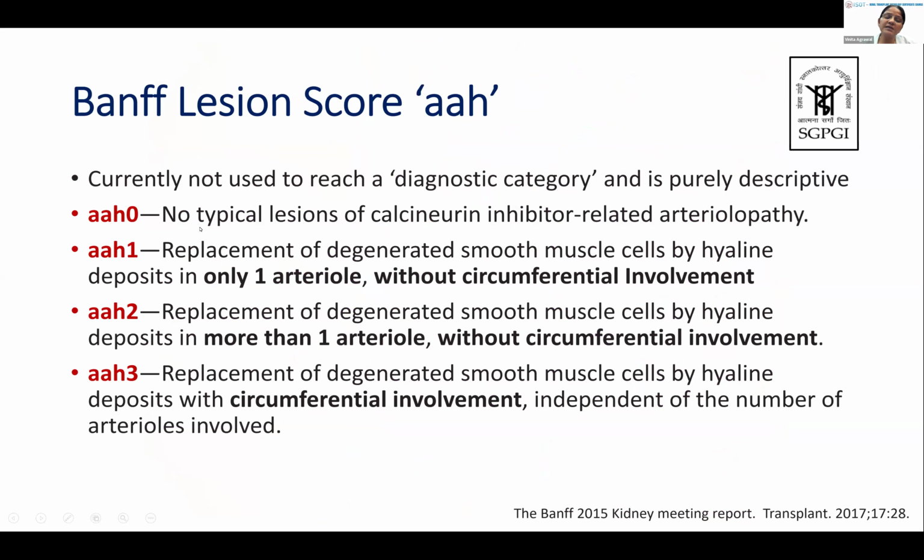ah0 is when you do not see any typical lesion suggestive of calcineurin inhibitor-related arteriolopathy. ah1 is when you have only one arteriole involved without circumferential involvement. ah2 is when you have more than one arteriole involved without circumferential involvement. And ah3 is when you have even one arteriole with circumferential involvement, independent of the number of arterioles involved.